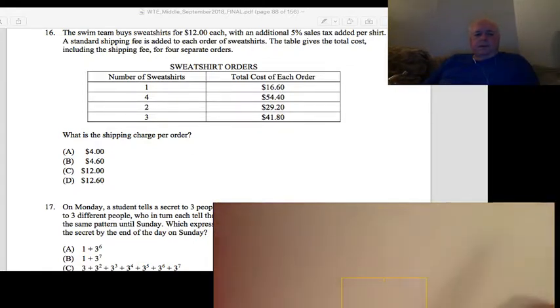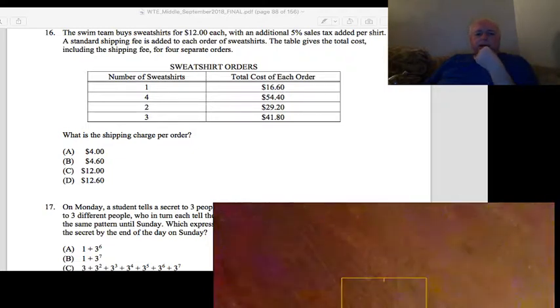Any ideas? So we have a swim team buys. I like to take this a sentence at a time. A swim team buys sweatshirts for $12 each with an additional 5% sales tax per shirt. The standard shipping fee is added to each order of sweatshirts. The table gives the total cost, including the shipping fee, for 4 different separate orders.